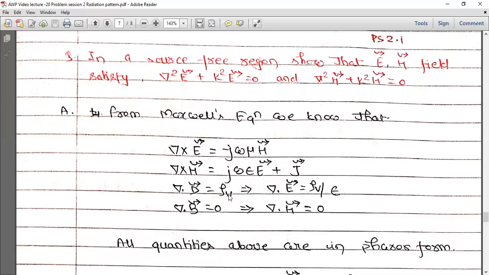So D is the displacement vector. Rho v is the volume charge density in the medium, and B is the magnetic flux density. As given to us, the medium is source free, so the current density J and the volume charge density rho v are both zero.